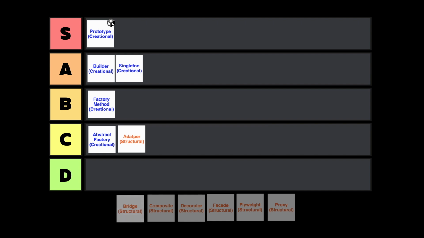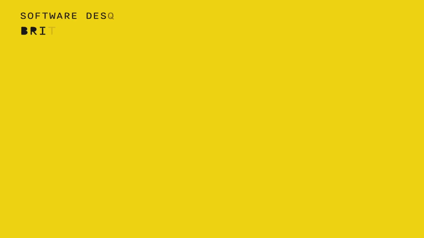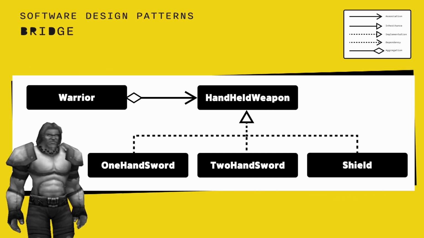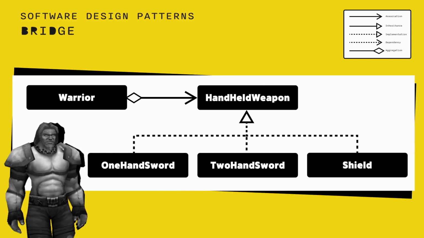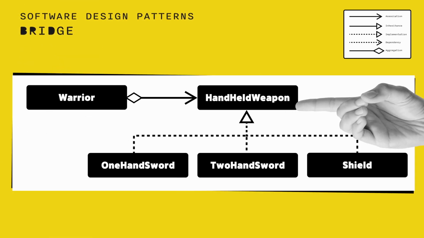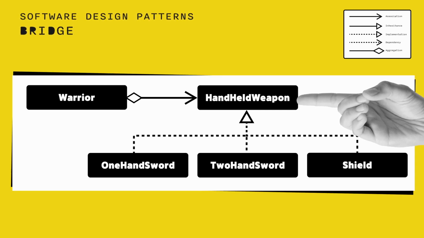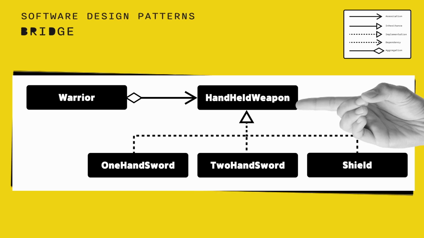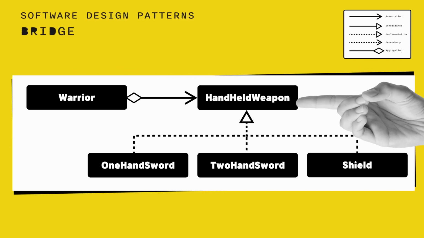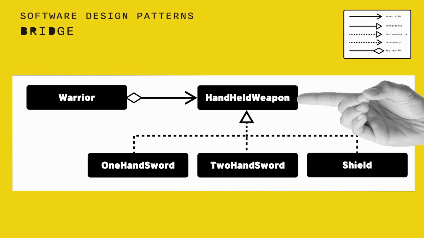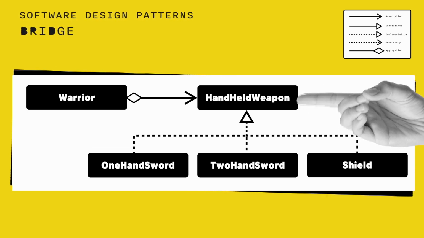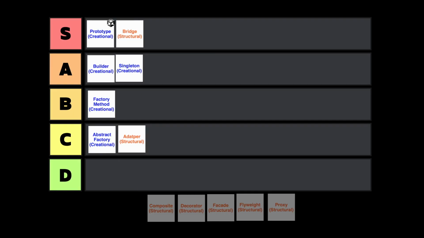Next we have the bridge. This one is pretty simple. You create an abstraction layer to delegate work to the actual implementation. I'll give you a very basic example. Let's take our warrior class. The warrior might have a one-handed sword or a two-handed sword or a shield or whatever. I'm sure you see where this is going. We create an abstraction layer, handheld weapon, for example, and implement one-hand sword, two-hand sword, shield, and so on. This is basic object-oriented programming. Actually, this is fundamental. Let's put this in S tier directly.